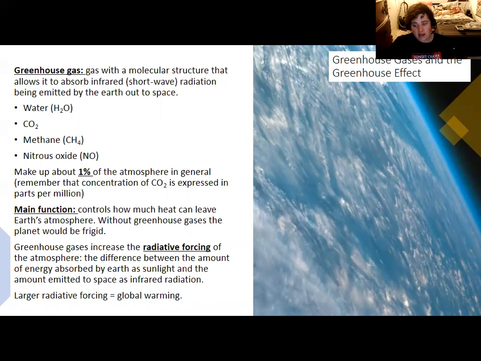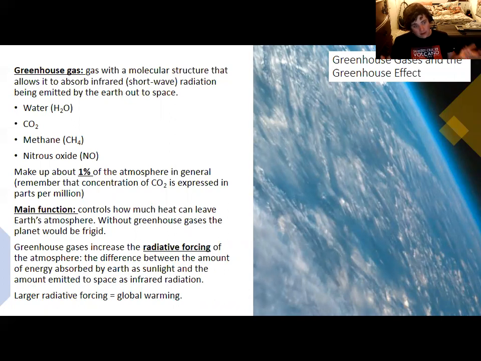Common greenhouse gases include water vapor, carbon dioxide, methane, and nitrous oxide. Overall, they are not particularly abundant when you consider their absolute concentrations. Collectively, greenhouse gases make up about 1% of the atmosphere, and concentration of carbon dioxide is not expressed in percents usually. It's expressed in parts per million, which is essentially percents, but with numbers out of a million.